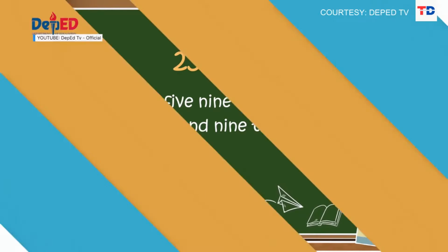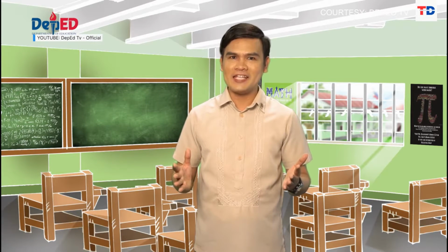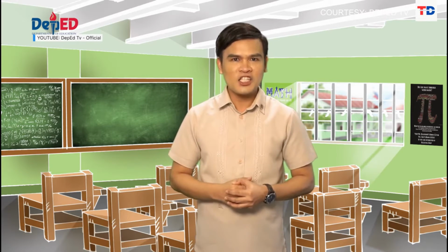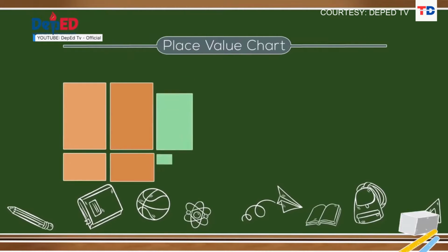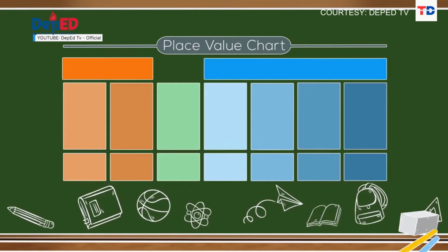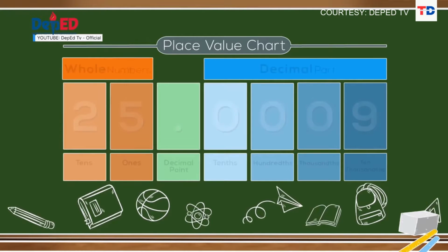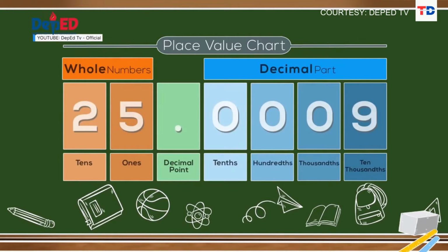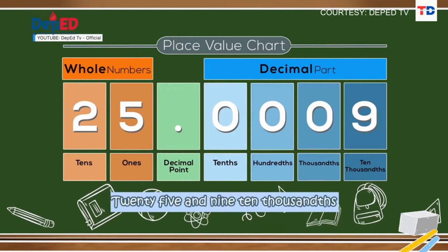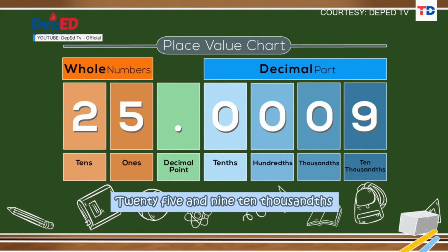Congratulations! In order to read and write the decimal number correctly, let us go back to the place value chart to represent the decimal number properly. A decimal point separates the whole number and the decimal part of a decimal number. It is read as "and." Thus, the decimal number 25.0009 is read as 25 and 9 ten-thousandths.